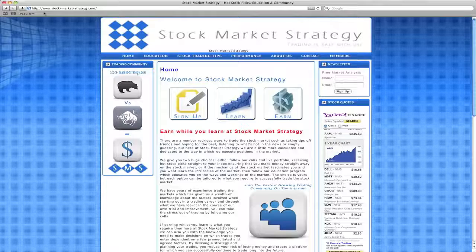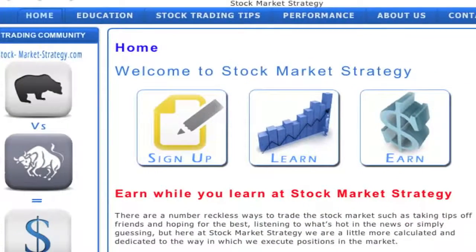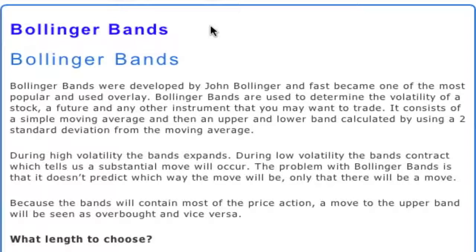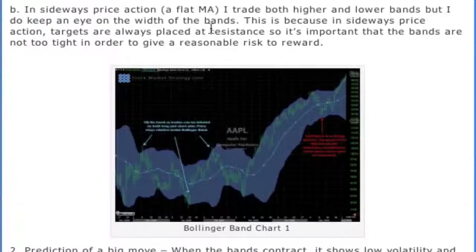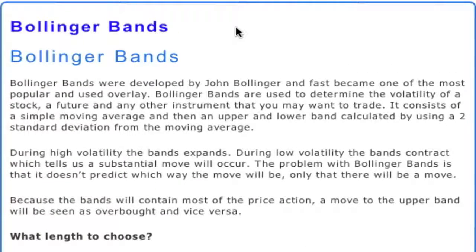If you go to our website www.stock-market-strategy.com, you will find a tab called Education, Technical Analysis and Bollinger Bands. Here you will find a written summary including several charts showing you how to use Bollinger Bands in trading. This is made to make it easy for you to keep track of the information. You might even print this page out so you can have it in front of you while writing your trading plan or backtest the idea shown here.